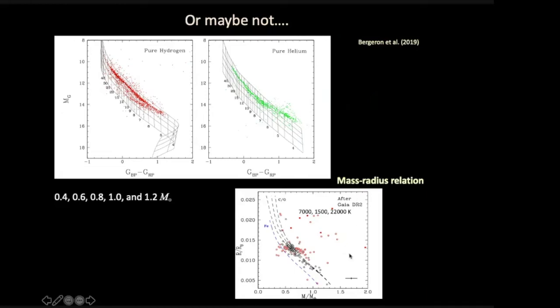Another interesting point is that the same paper, Bergeron et al., derived the mass radius relationship for these white dwarfs here in the solar neighborhood.